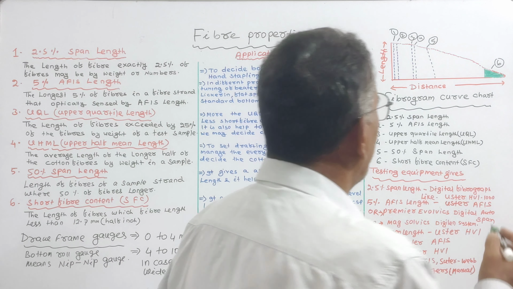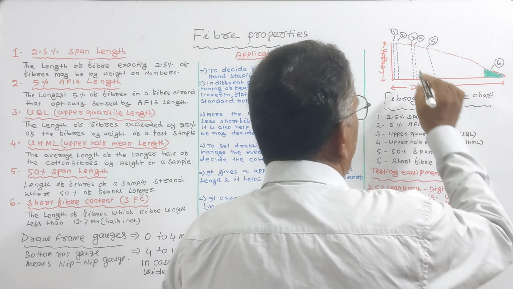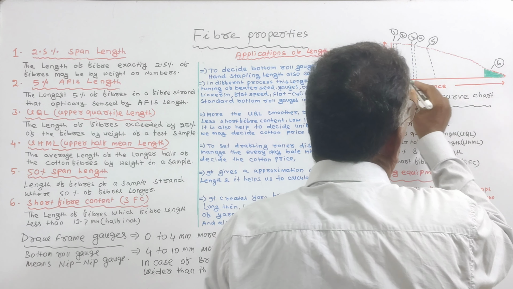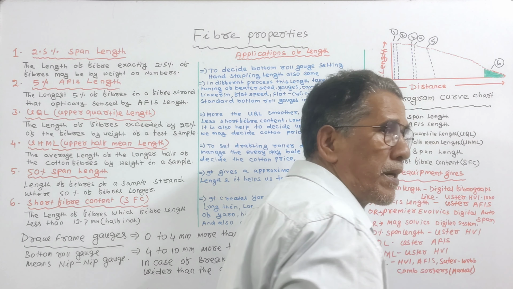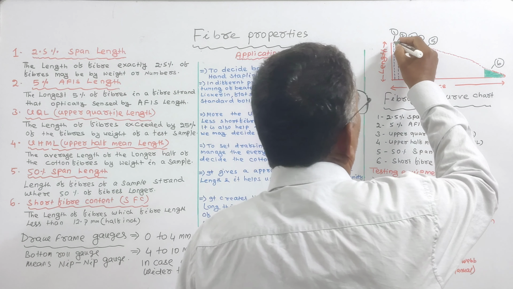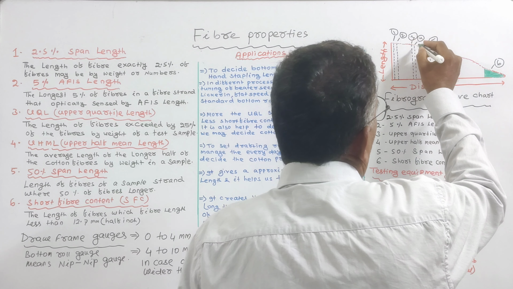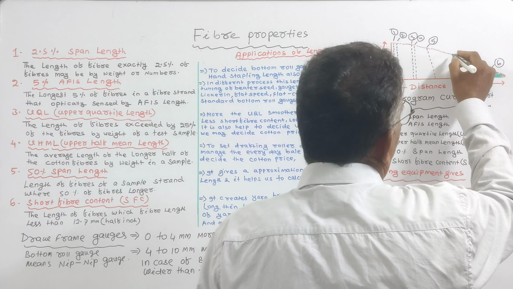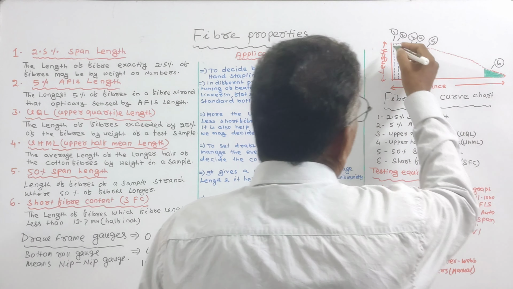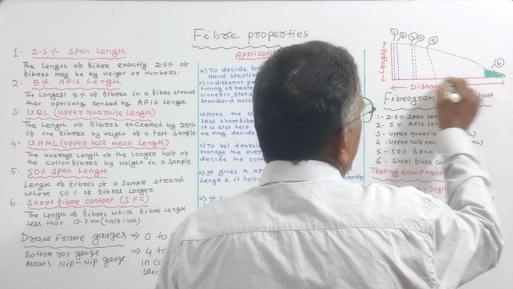You see, this is called the fibrogram curve chart. This is the length. Suppose we have taken 0.5 or 1 gram of sample, and the longest fibers we have set on this. Gradually lesser lengths we have set, and this type of curve will come. This is called the curve. This is fiber length, this is distance.